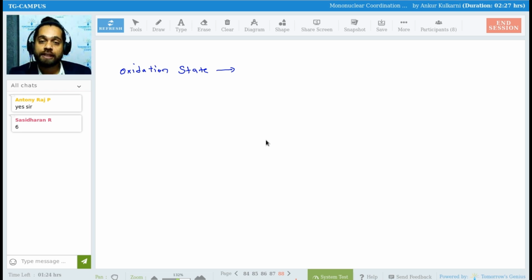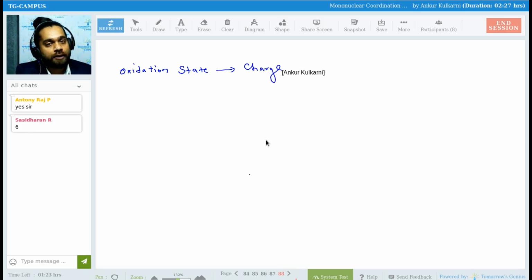What is the meaning of oxidation state? Yes, Jason? It's the charge of an atom, sir. Correct. Oxidation state basically means the charge on that atom or element. Simple as that.